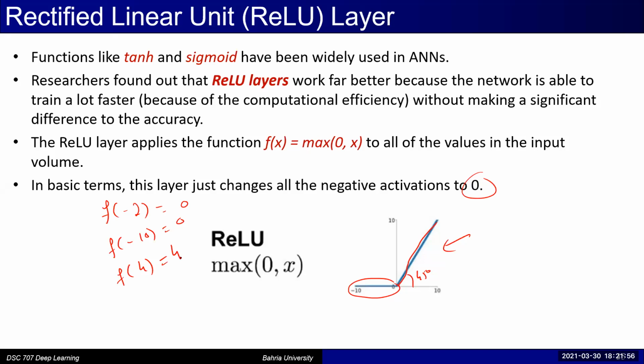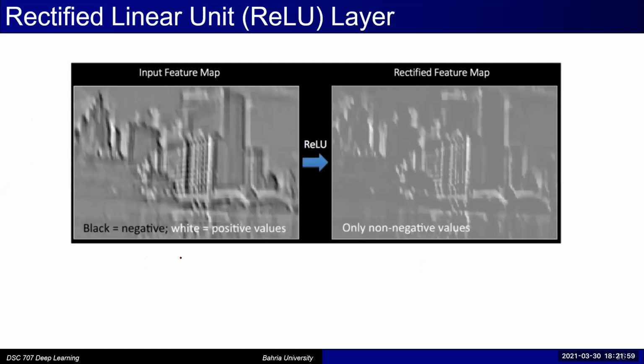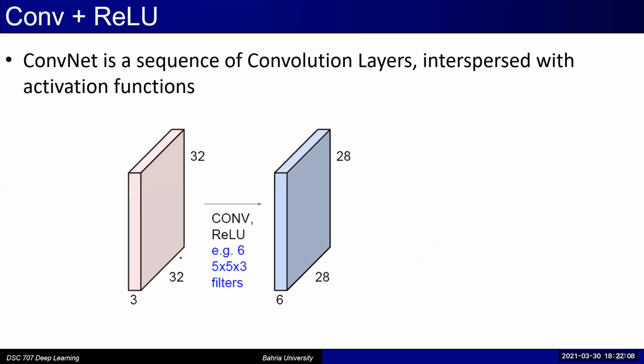So after a convolutional layer, it is common that you apply this activation function, and eventually only positive values are preserved, and all the negative values are suppressed to zero, right? Okay, so as we discussed earlier, a complete CNN is a sequence of convolutional layers followed by activation functions. For example, this is the first layer of convolution, which is mapping a volume from 32 cross 32 cross 3 to 28 cross 28 cross 6, because we have applied 6 filters, right?